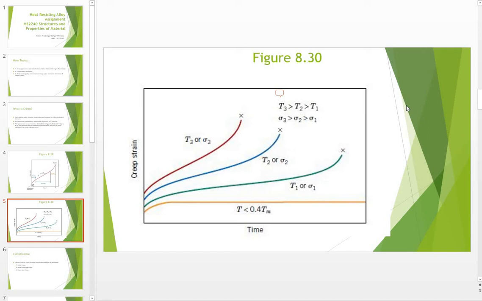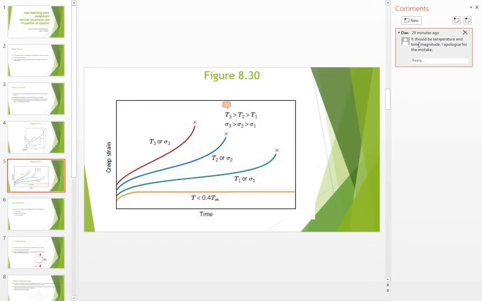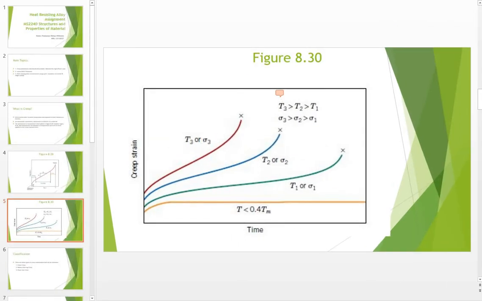And we can also move to the second curve, Figure 8.30 from the McAllister book. We can see from the figure that the magnitude of time and stresses influences the creep strain and the duration of it happening. The higher the magnitude of the temperature or the stresses, the more creep strain happens and the shorter the duration.